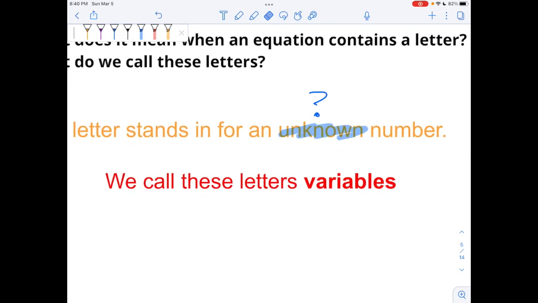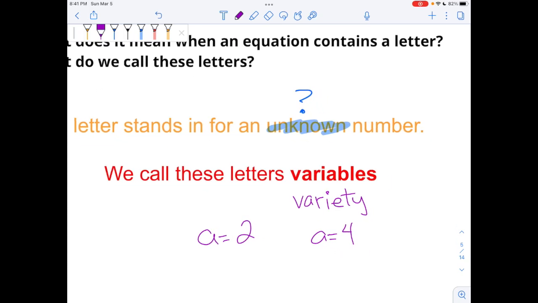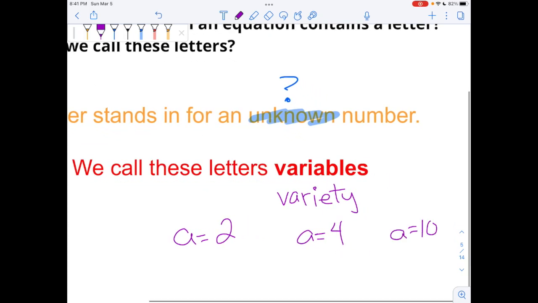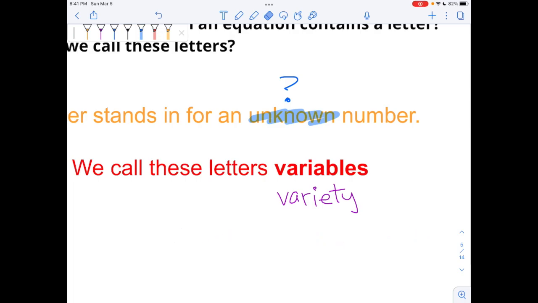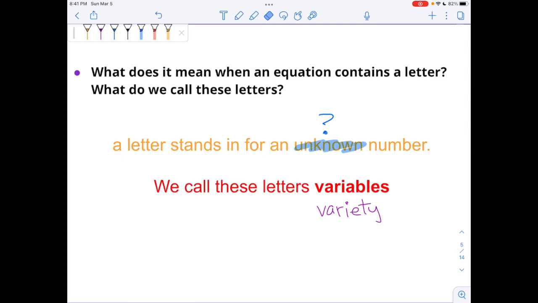The reason why we call it a variable has to do with the word variety. If we have a variety, that means we have many different things. Sometimes a could equal 2, but in the next problem, a could equal 4. Or in the problem after that, a could equal 10. Because a doesn't always equal the same number forever, we call it a variable. It can mean a variety of different numbers.